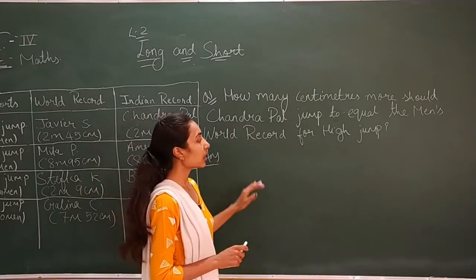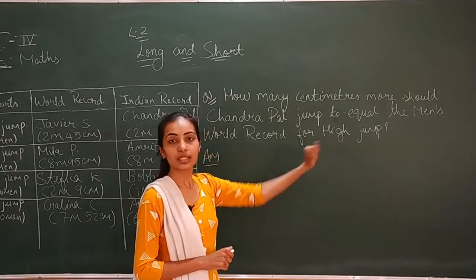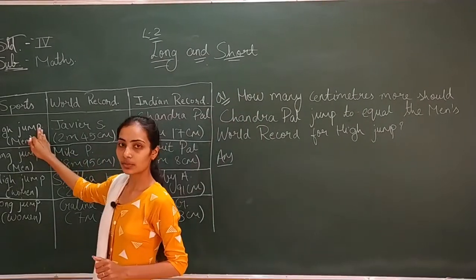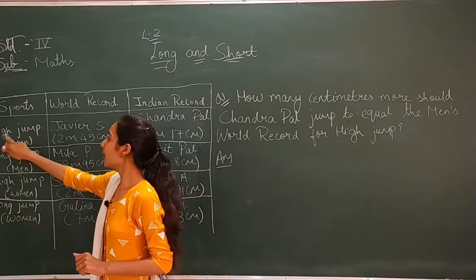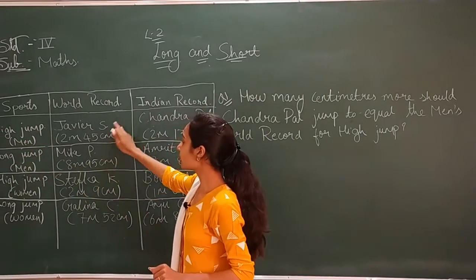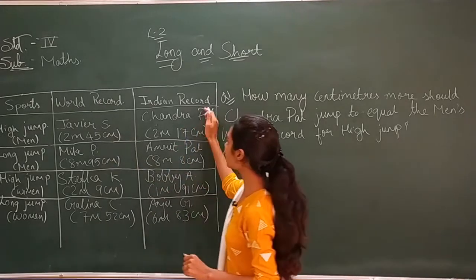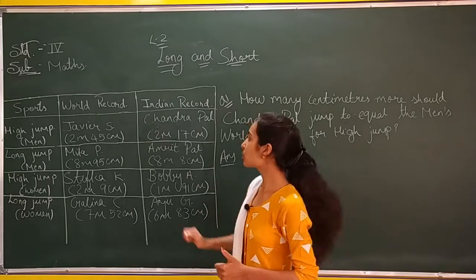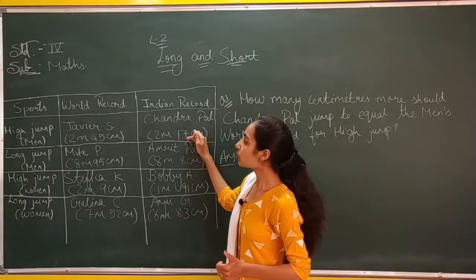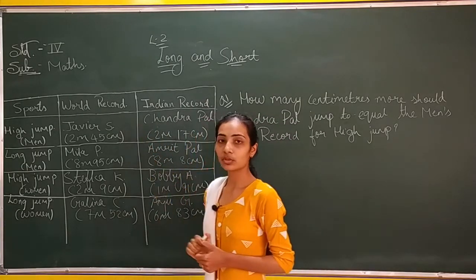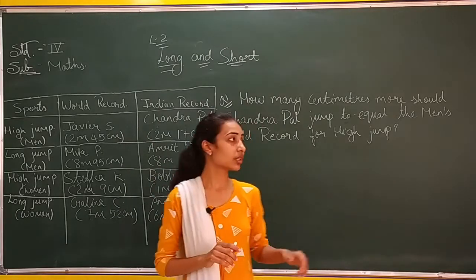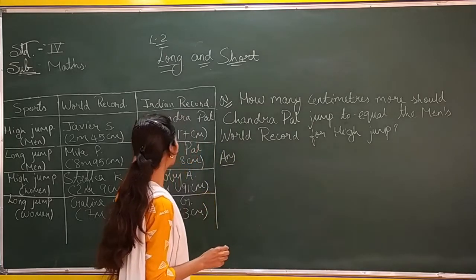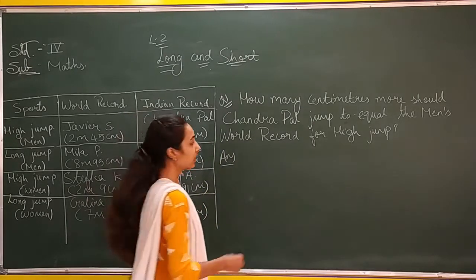Now our first question is, how many centimeters more should Chandrapal jump to equal the men's world record for high jump? Now here we have high jump, so we will see the column for high jump. See, we have here high jump for men, we have to see. So high jump for men, the world record is 2 meter 45 centimeter and the Indian record is 2 meter 17 centimeter. It is said to us Chandrapal is doing high jump for the Indian record, then to equal the world record, how much more should he jump? So first we will write Indian record for Chandrapal.